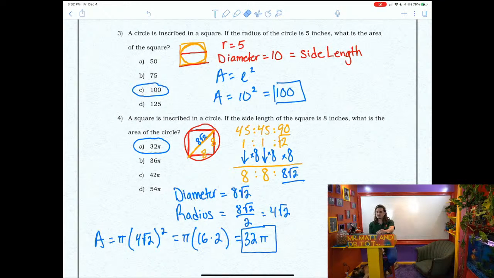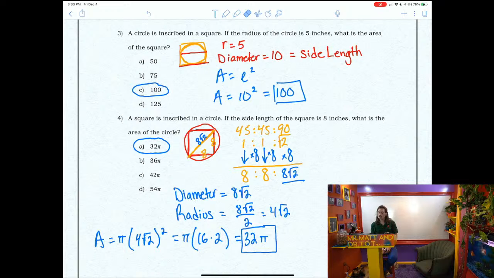Okay, so for number 3, if we know that the radius of the circle is 5, then the diameter of the circle has to be 10. If the diameter is 10, we know from the circle being inscribed in the square that the diameter has to be the same length as the side length of the square. So by finding out the diameter of the circle, we now know the side length of the square, so we can calculate area. Area is equal to side length squared, so that's going to be 10 squared, which is 100.